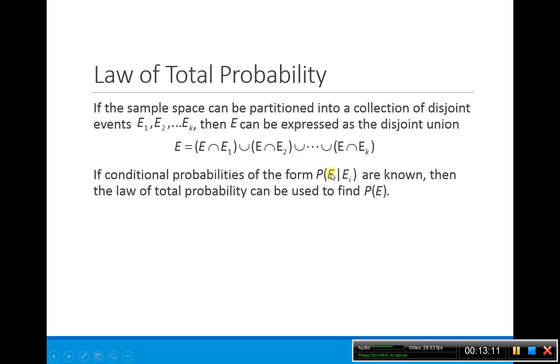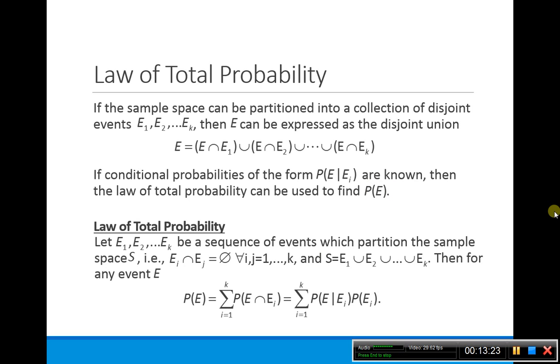If we know the conditional probabilities, so we know the probability of E given each of these EIs, then we can use it to find the probability of E. This gives us the law of total probability. If you can write S as this union, and each of these are disjoint, then how can we get the probability of E? The probability of E is just the sum of all of these, because these are all disjoint. But what is the probability of E intersect EI? Well, we saw that on a previous slide. It's the probability of E given EI times the probability of EI.